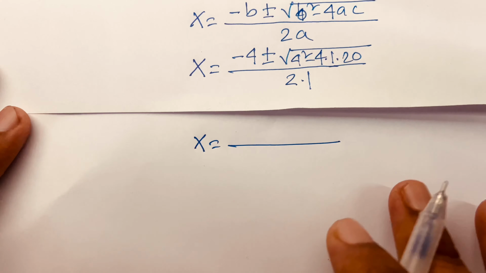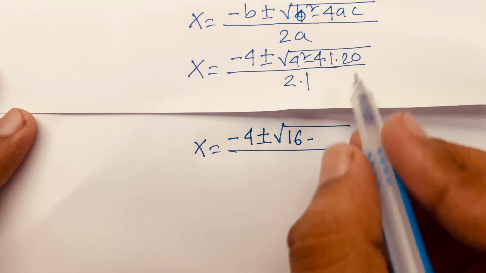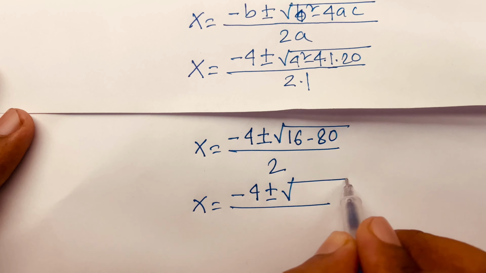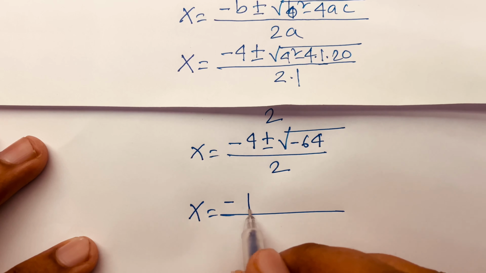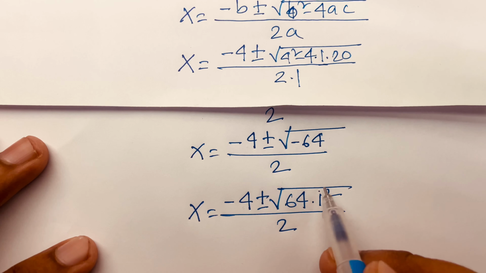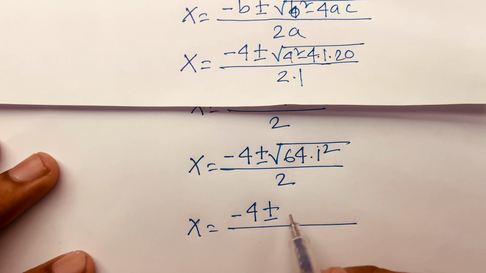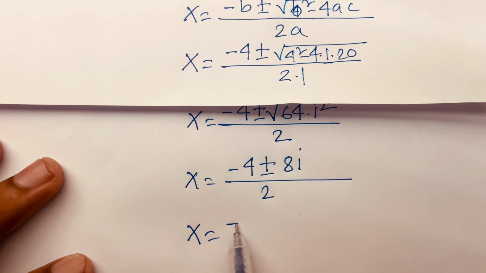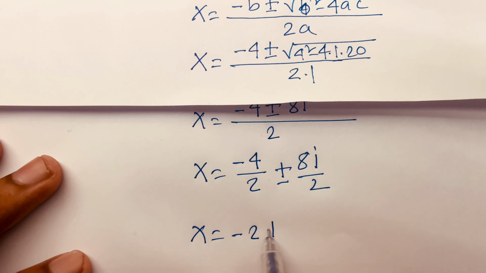Now I can say x is equal to minus 4 plus minus square root 4 square, it will be 16, minus 4 times 20, it will be 80, over 2. Then I can say x is equal to minus 4 plus minus square root 80 minus 16, it will be minus 64, over 2. Then x is equal to minus 4 plus minus square root 64 times i square over 2. i square will be minus 1, so minus times 64, it will be minus 64. Then x is equal to minus 4 plus minus 8i over 2, since square root 64 is 8. Then x is equal to minus 4 over 2 plus minus 8i over 2. Then it will be x is equal to minus 2 plus minus 4i.